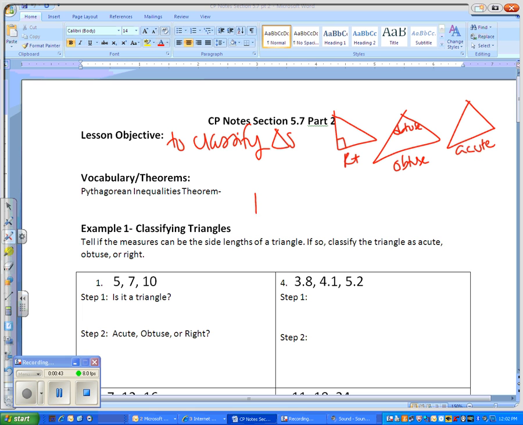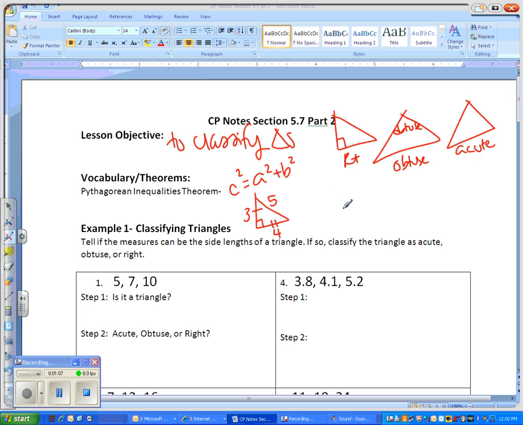Well, we know if it's a right triangle, that means that a squared plus b squared equals c squared. Now, let's say a is 3 and b is 4. Well, we know that c has to be 5, right? Because it's a Pythagorean triple, which we just talked about. Let's say I still have side lengths 3 and 4.